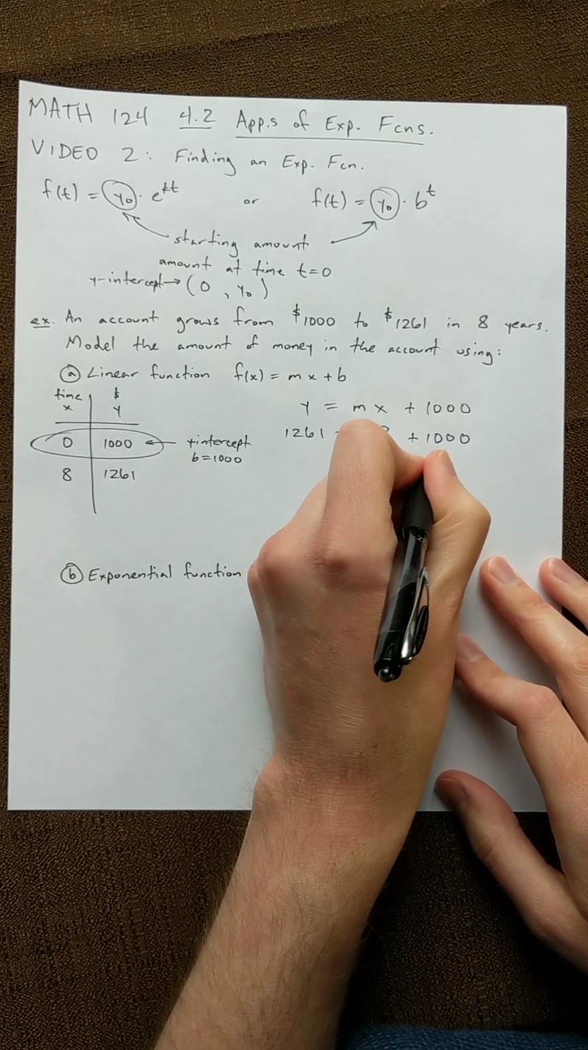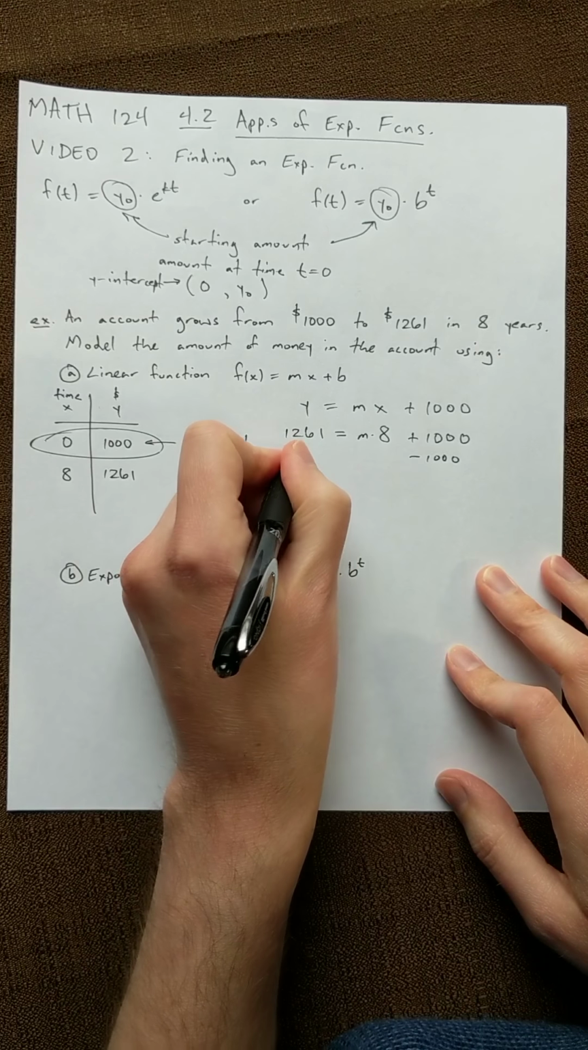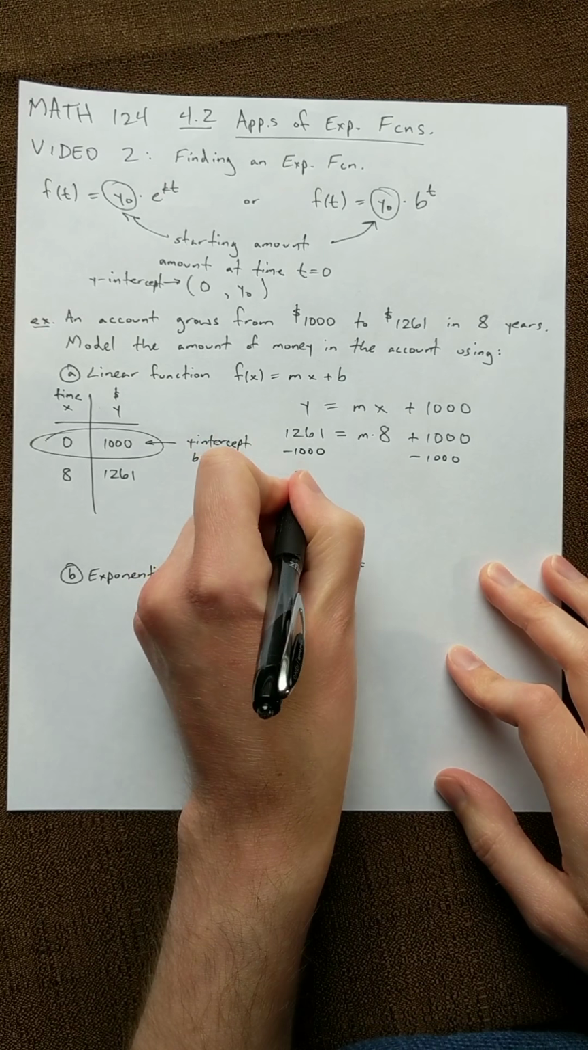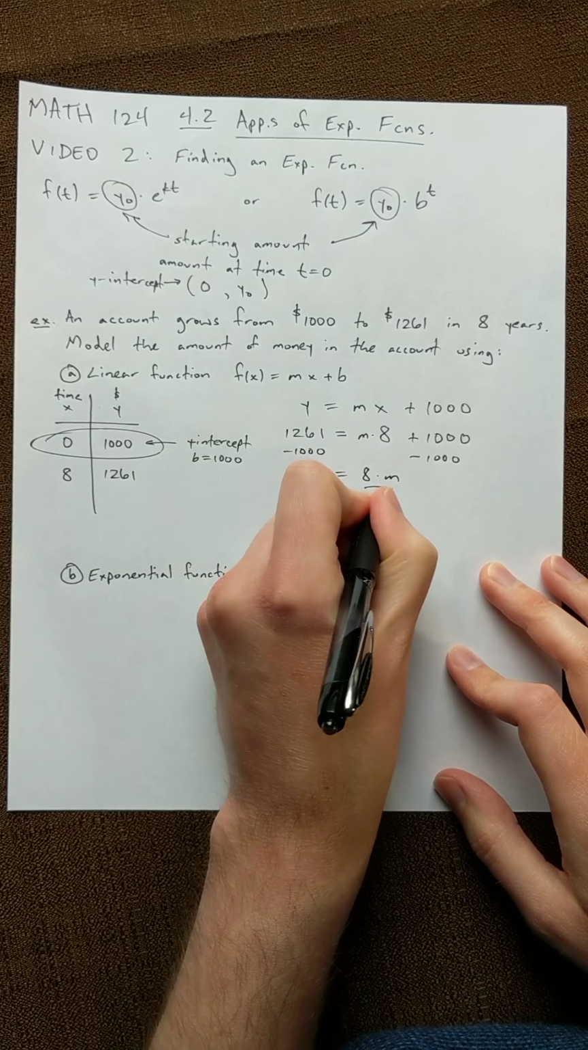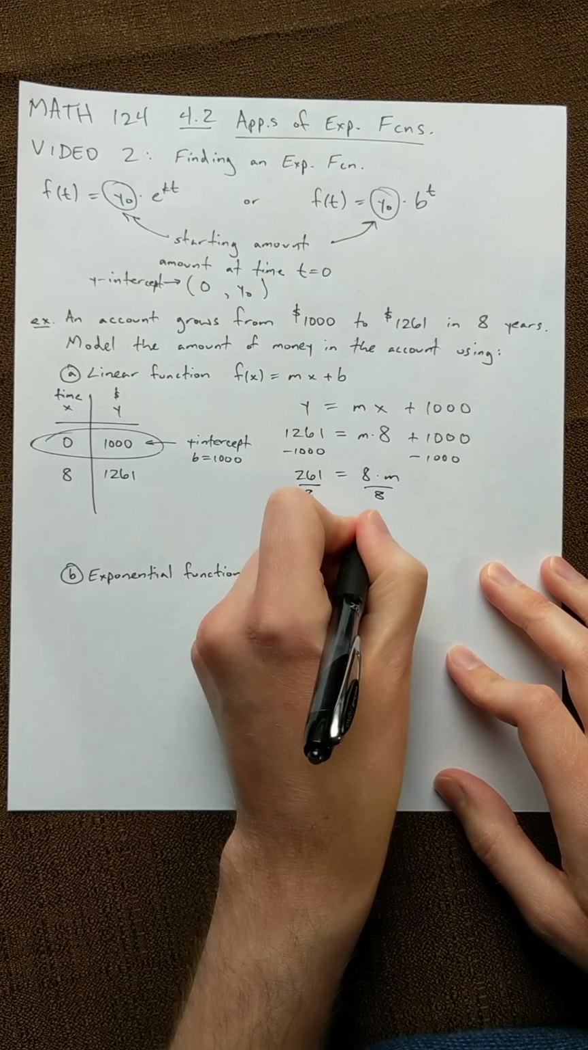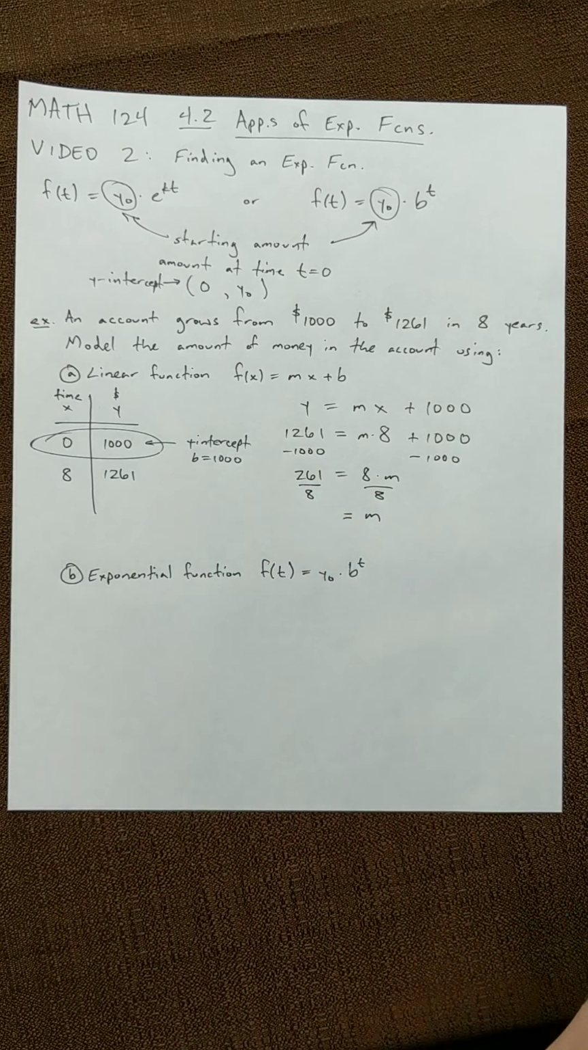So I guess we would subtract 1,000 from both sides. And you get 261 is equal to 8 times the number m. And then divide both sides by 8. I'm going to do that on my calculator.